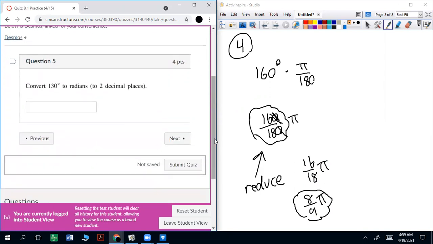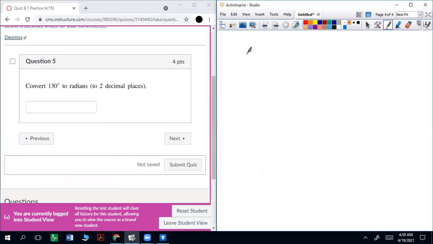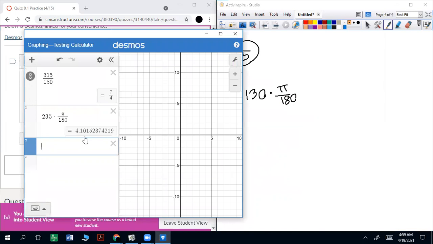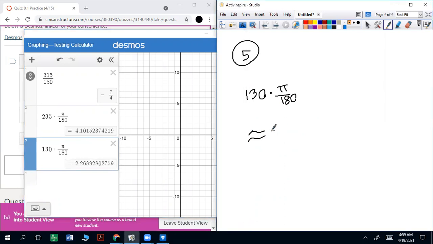All right, number 5. Decimal again, 130 times pi over 180. Put that all in the calculator. It comes out to 2.268, so 2 decimal places would be 2.27.